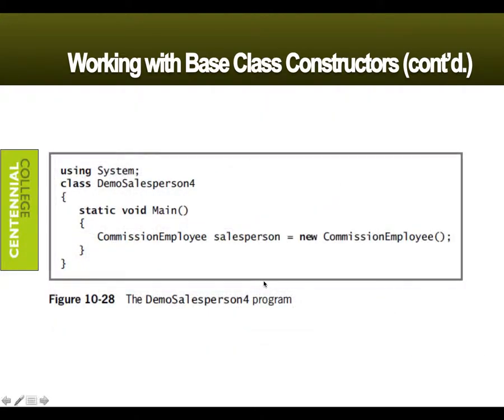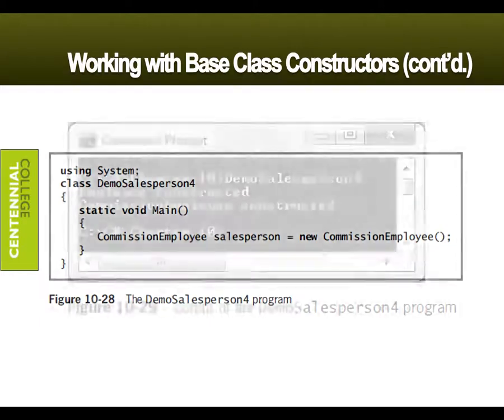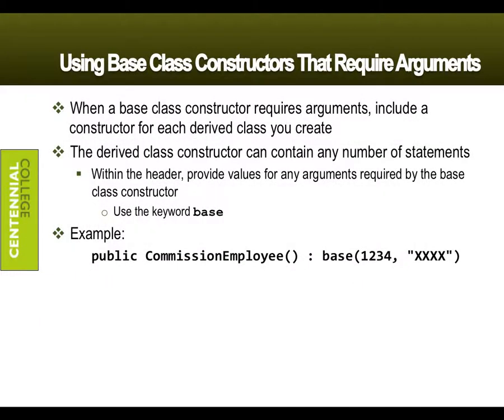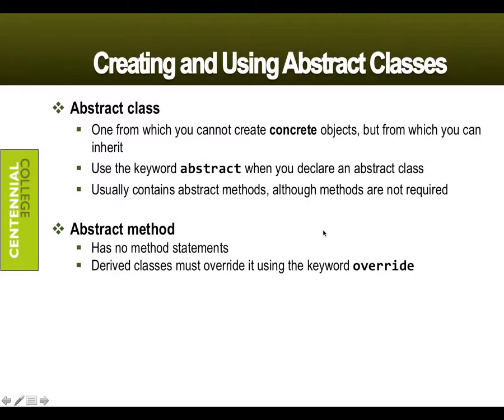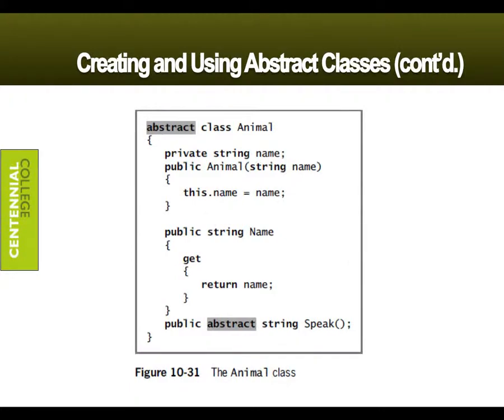But what happens when I have a parameterized constructor for my superclass like I do here, right? Let's go see that. So here's my commission employee, and I need to use the base keyword, right? And send in, just like we did last time with arguments, I got to send in my base arguments. Now there's two ways to do this thing. Let's see if I can do this so it shows you.